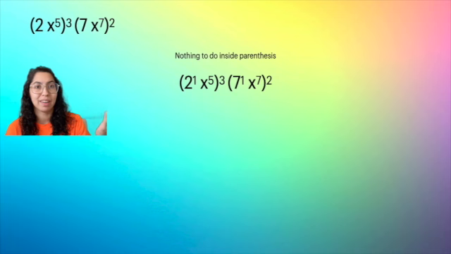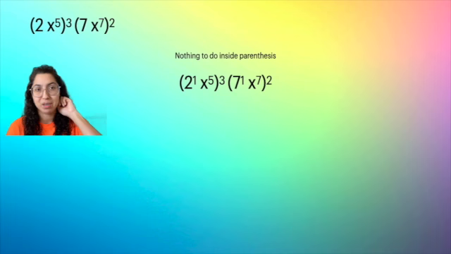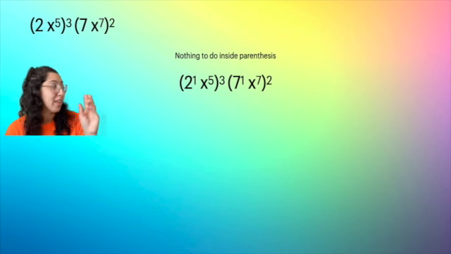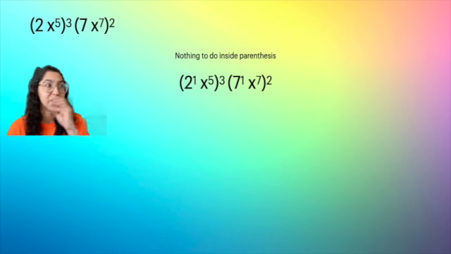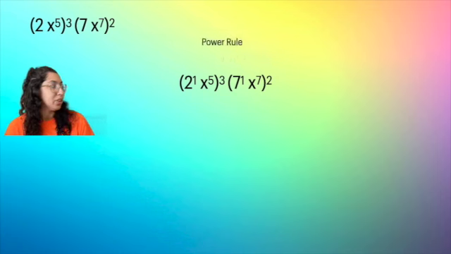So before I can get to the rest of the problem, I need to get rid of that exponent on the outside of the parentheses. And since I have 2 parentheses, remember, the exponent only belongs to whatever is right after or right before it. So that 3 only belongs to 2x^5. That 2 only belongs to 7x^7. They don't share anything, okay?